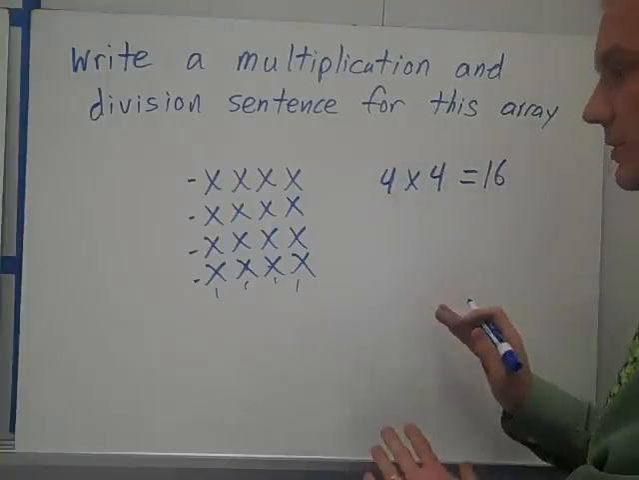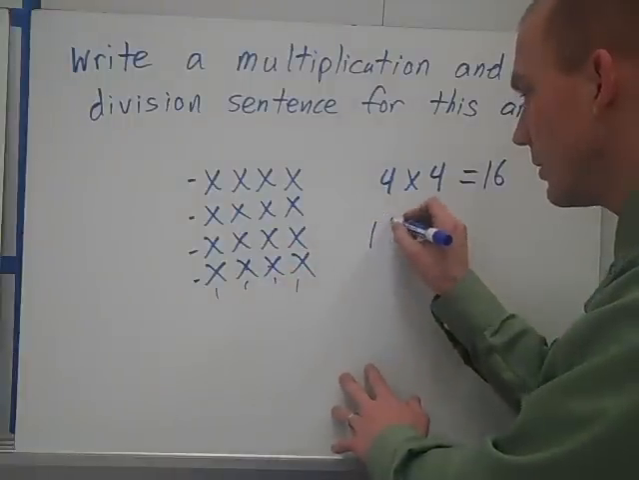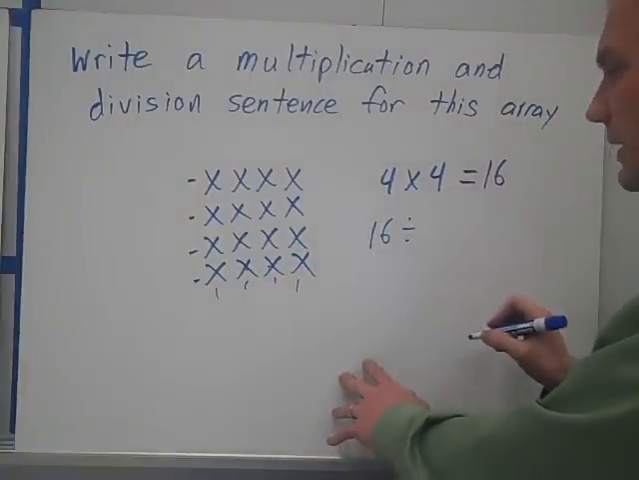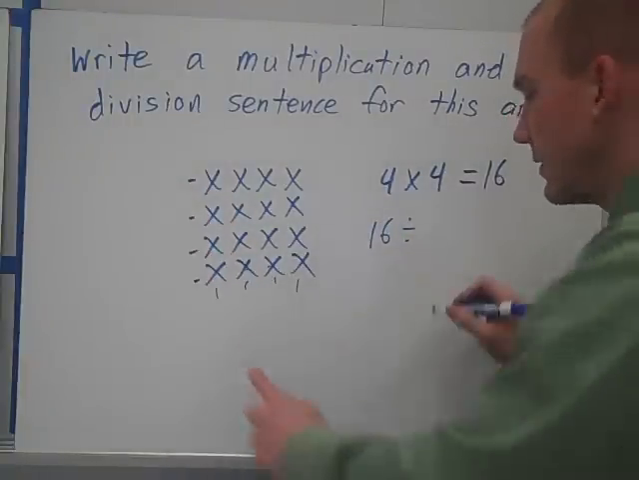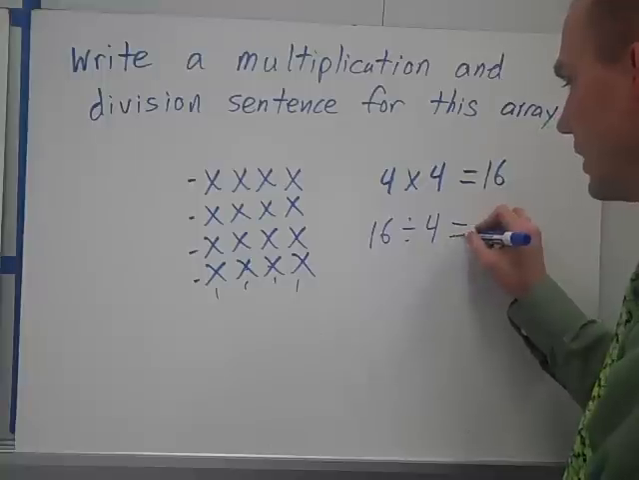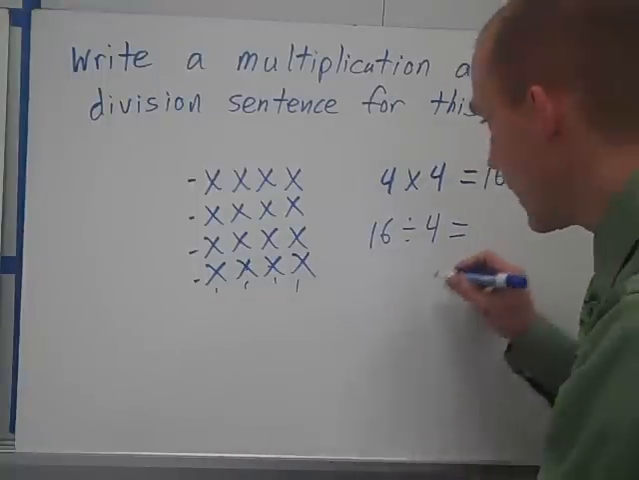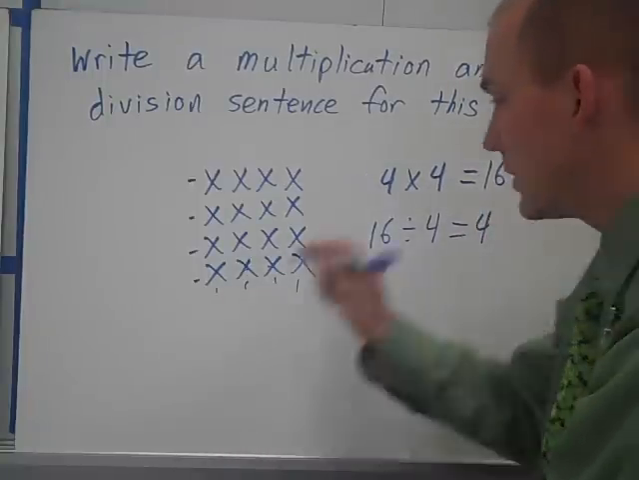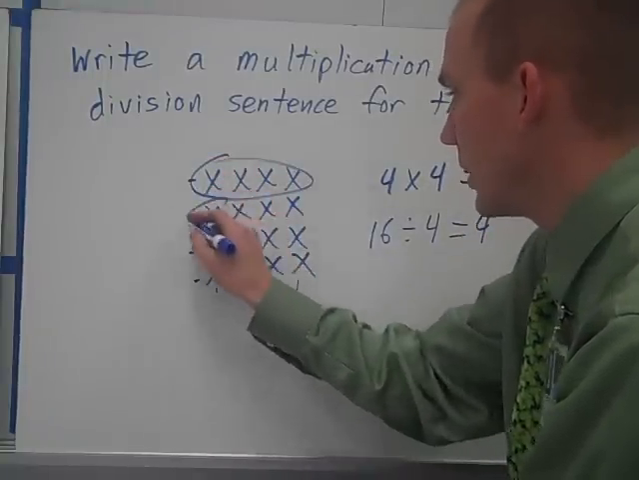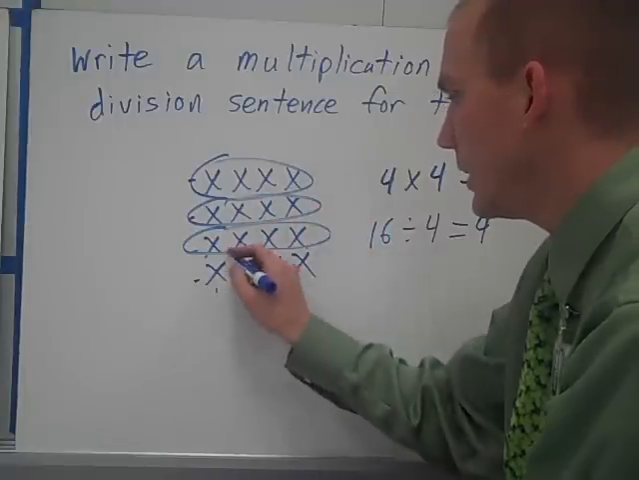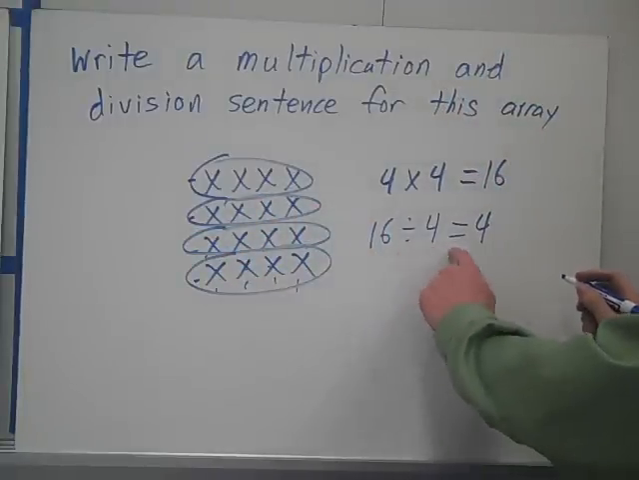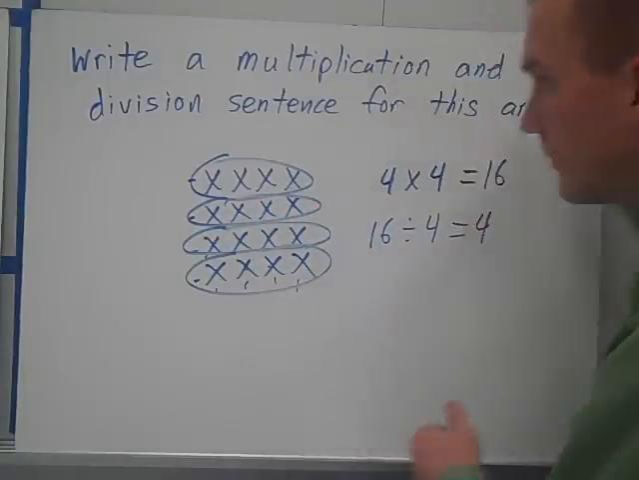Now I just kind of flip this around, and I know there's 16 total. Divided by, you divide it by the number of rows, 4, equals, and it's going to equal the number of columns, 4. So if I split 16 into 4 rows, well, there's 4 in each group. So 16 divided by 4 equals 4.